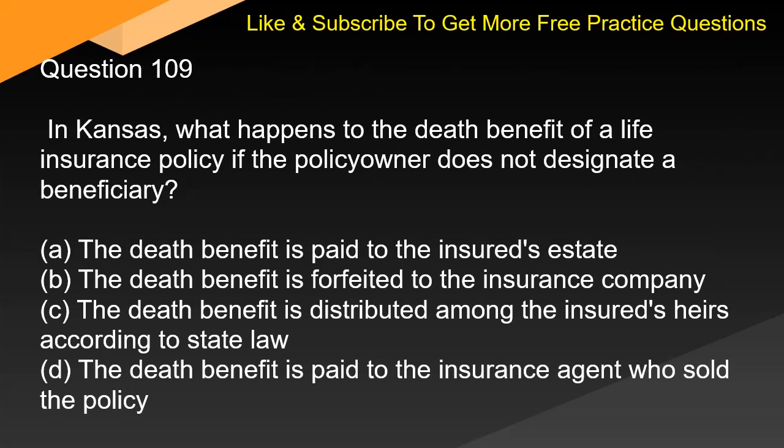Question 109. In Kansas, what happens to the death benefit of a life insurance policy if the policy owner does not designate a beneficiary? A. The death benefit is paid to the insured's estate. B. The death benefit is forfeited to the insurance company. C. The death benefit is distributed among the insured's heirs according to state law. D. The death benefit is paid to the insurance agent who sold the policy.